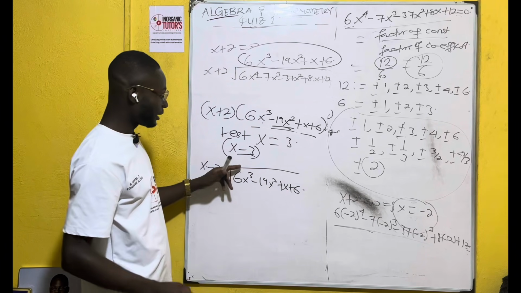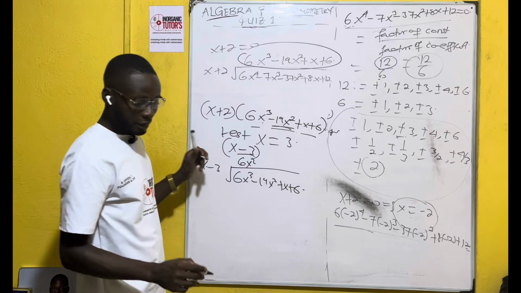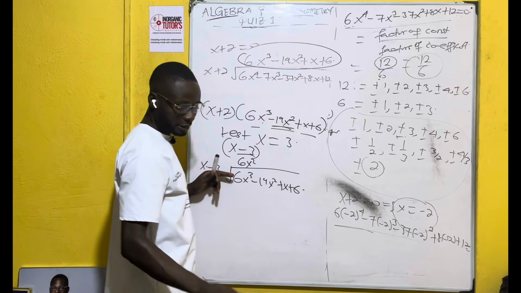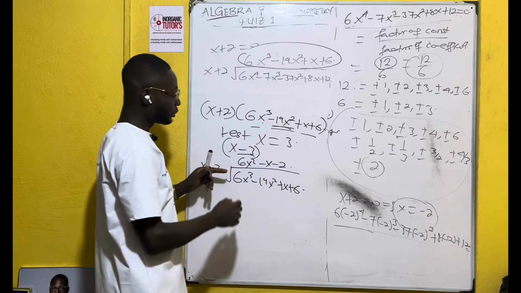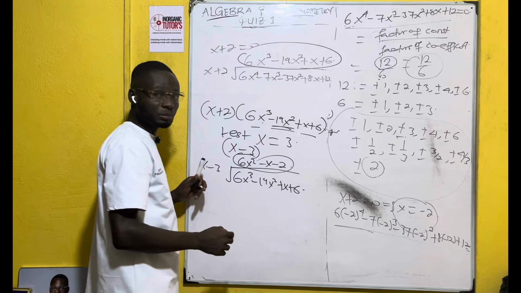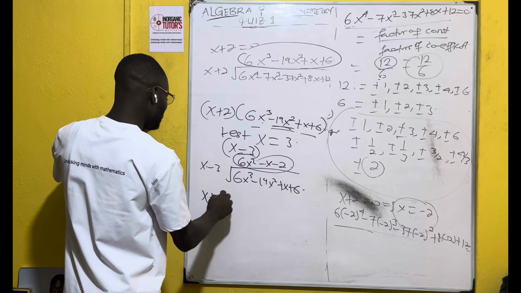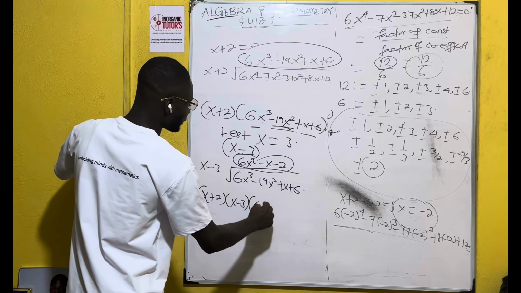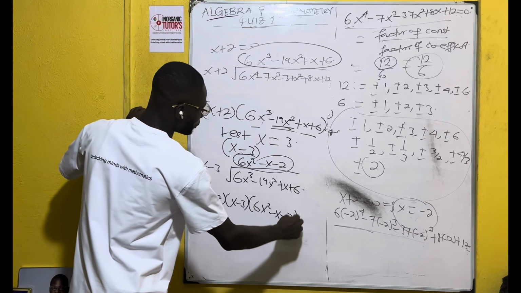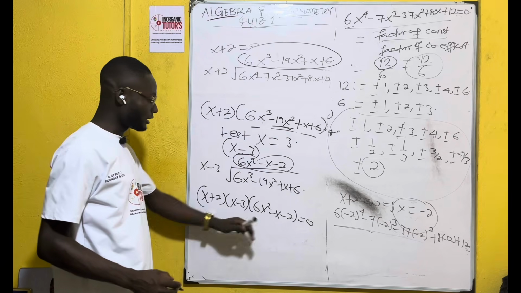So we break this down, and then we are going to have 6x squared minus x minus 2, right? So this will be the polynomial division. So we're going to have x plus 2, x minus 3, and then 6x squared minus x minus 2 equals 0, right? So we have to factor the quadratic expression as well.